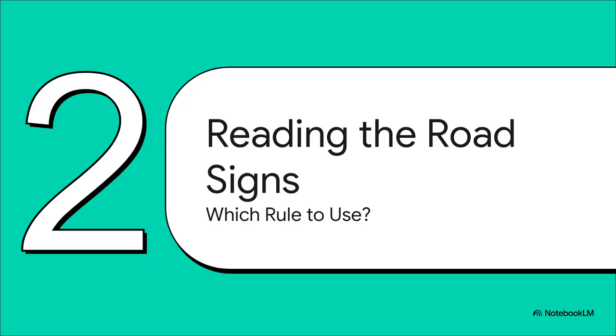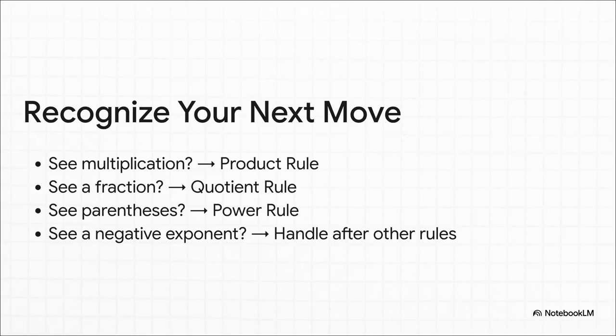Okay, awesome. You know your controls. But driving isn't just about knowing what the pedals do, it's about reading the road, right? Seeing what's coming up. It's the exact same thing with exponents. The real skill is spotting the road signs in the problem that tell you exactly which control to use. And these are your road signs. Seriously, it's this simple.